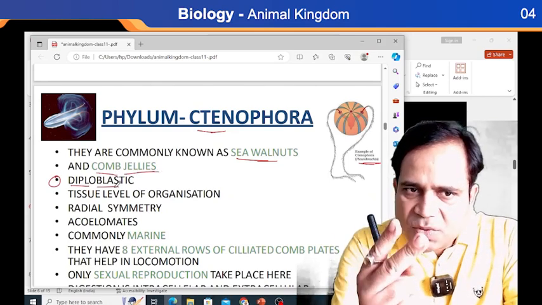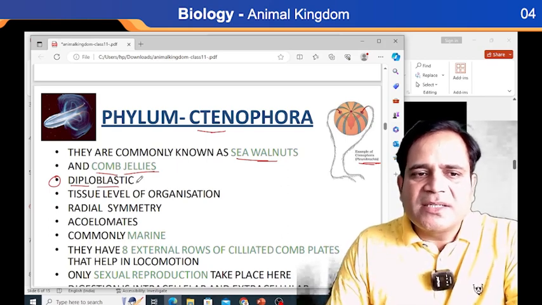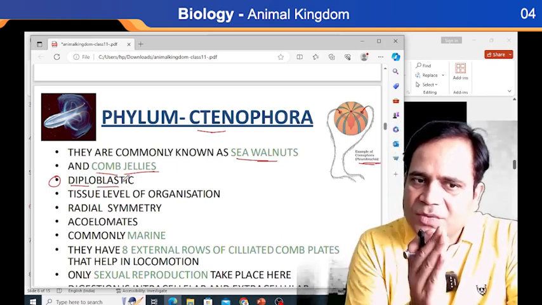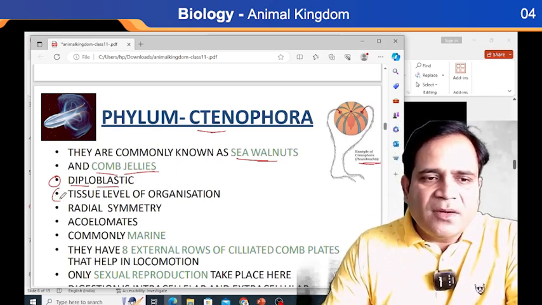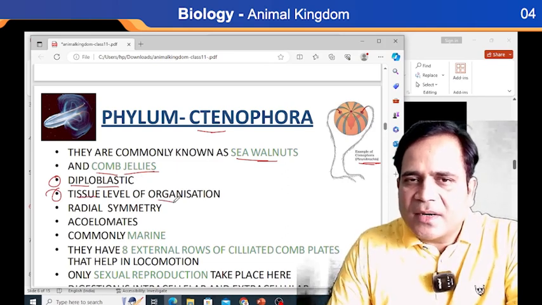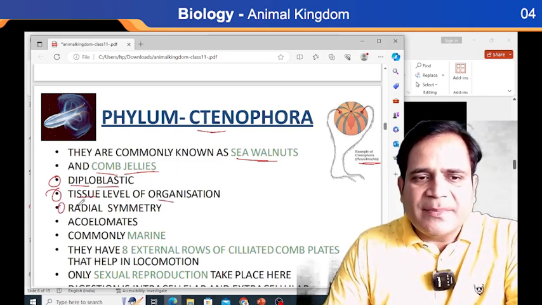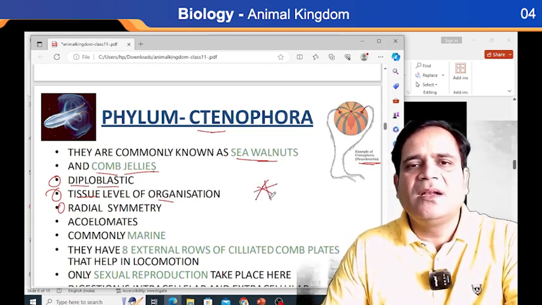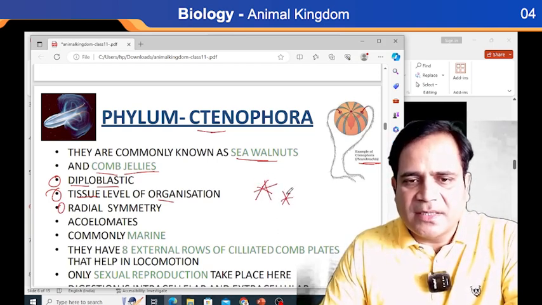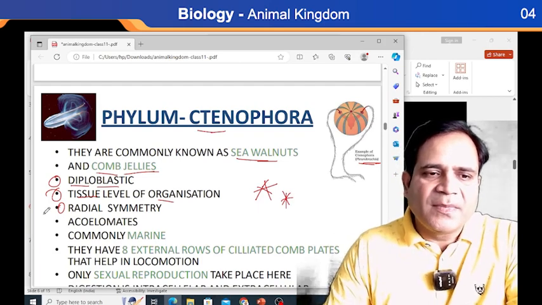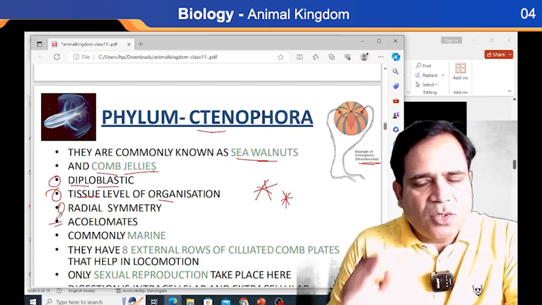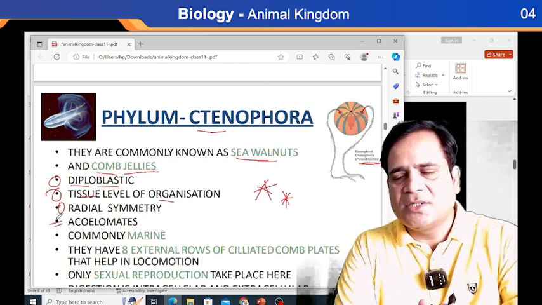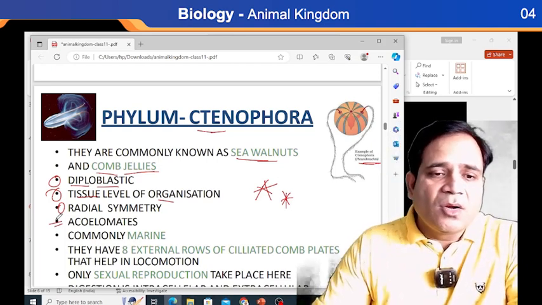Which one is the blastic? Diploblastic. It means two germ layers. The outer germ layer is called ectoderm and the inner is known as endoderm. The level of organization is tissue level. And the symmetry is radial symmetry: when we cut from the center, we divide into many equal halves, my dear. So this is radial symmetrical. Body coelom means body cavity, and here there is no body cavity, so it is acoelomate.